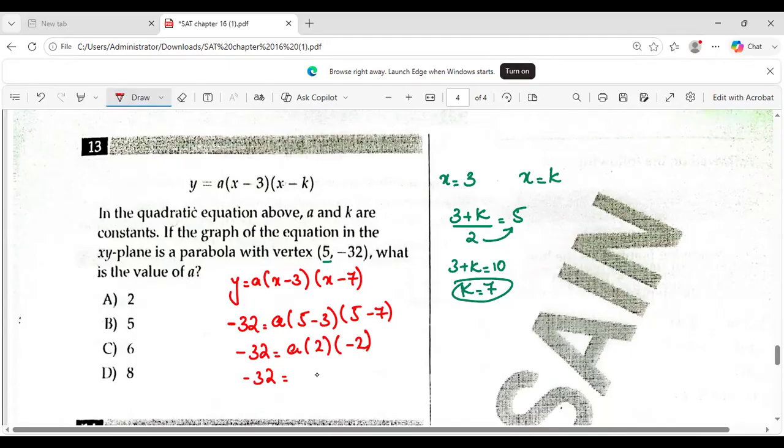That is totally equivalent to minus 4a. Minus minus gets cancelled out. a is equivalent to 8. And that's it. This is your answer. So I'll say this is how you can solve this question.